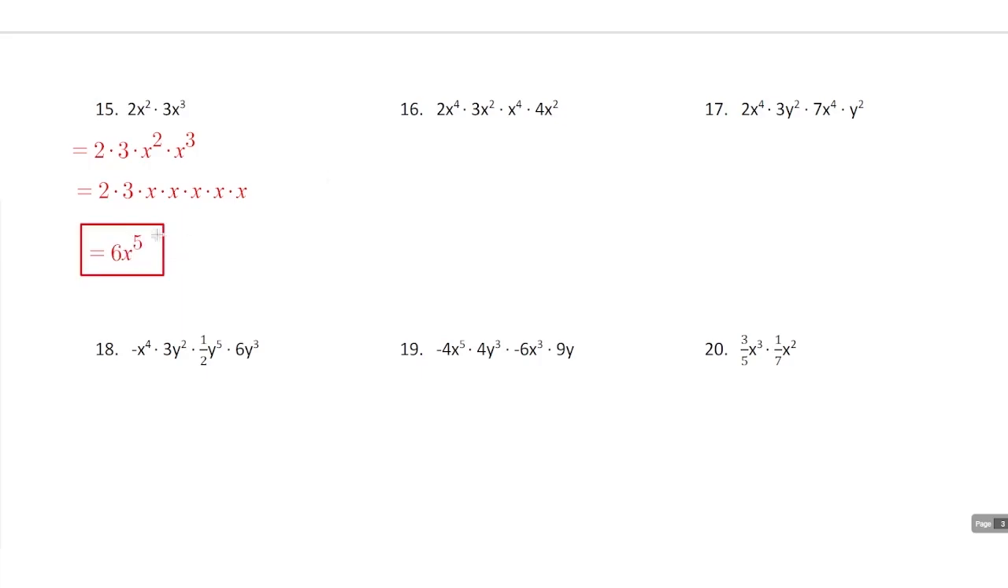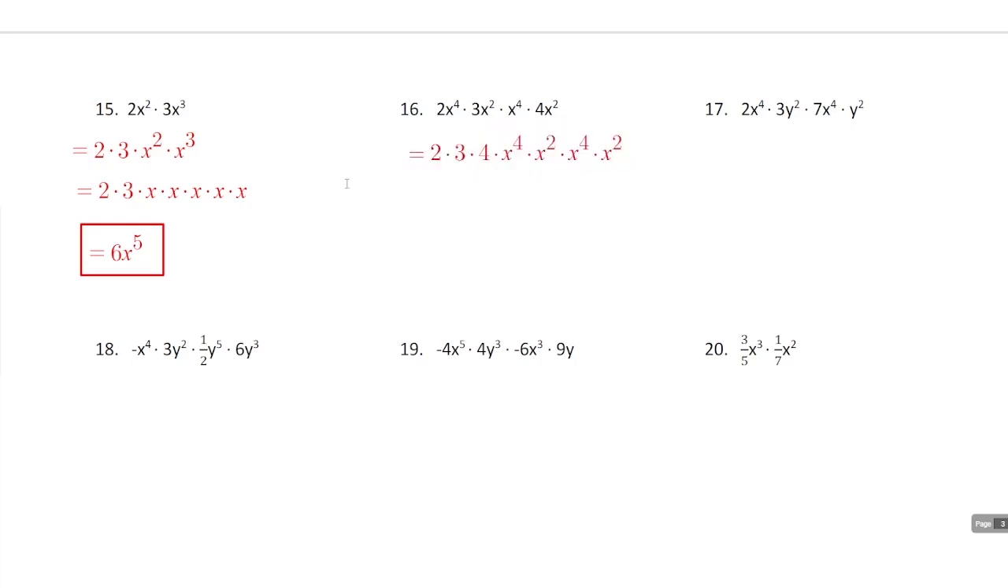Number 16. First we will regroup. 2 times 3 times 1 times 4. And then we've got an x to the 4th, an x squared, then another x to the 4th, and then an x squared.